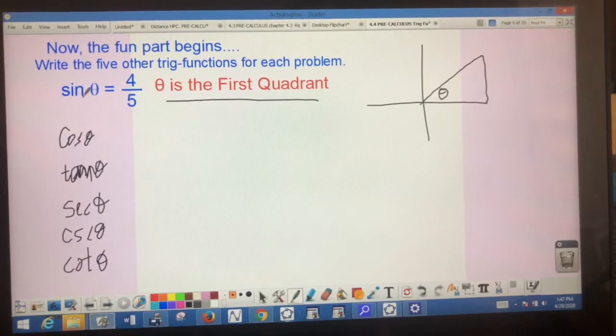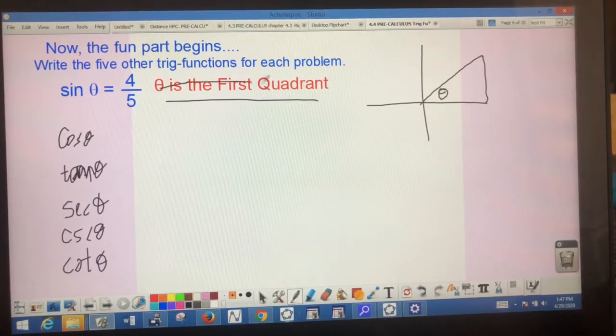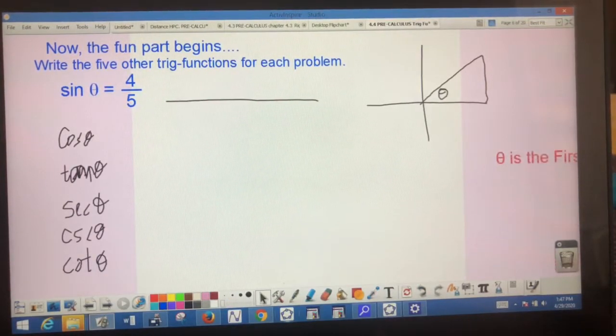Okay, now the sine, so we're done with this. We don't need this information anymore. You can just put that aside. I'm going to drag this up. I don't need that information anymore. I'm good with that. So now the next one is, what is the 4 and 5?